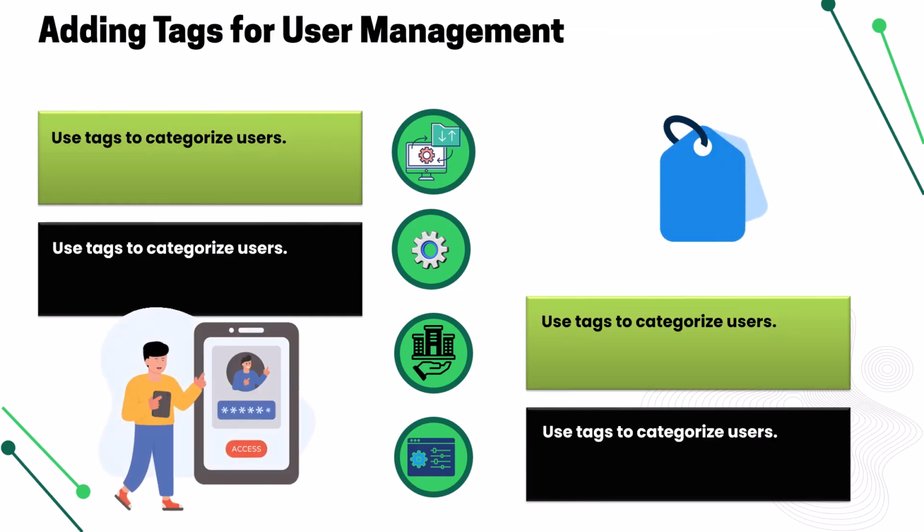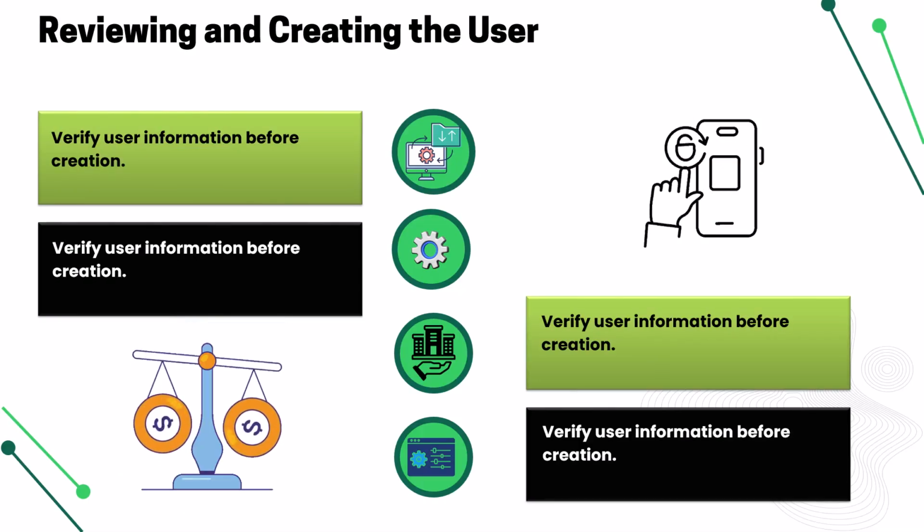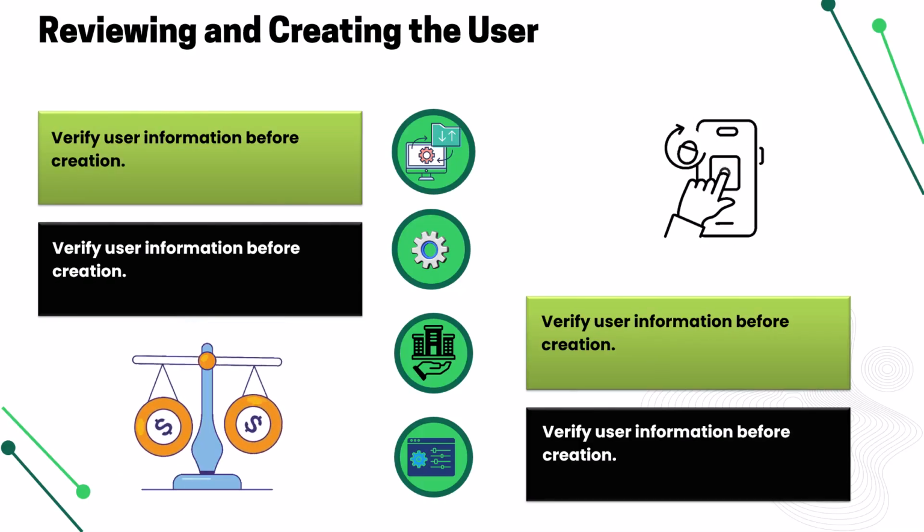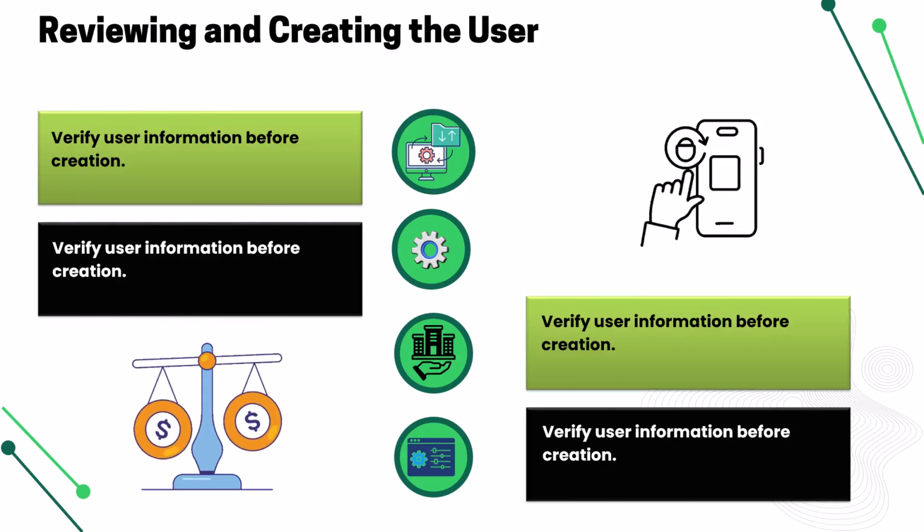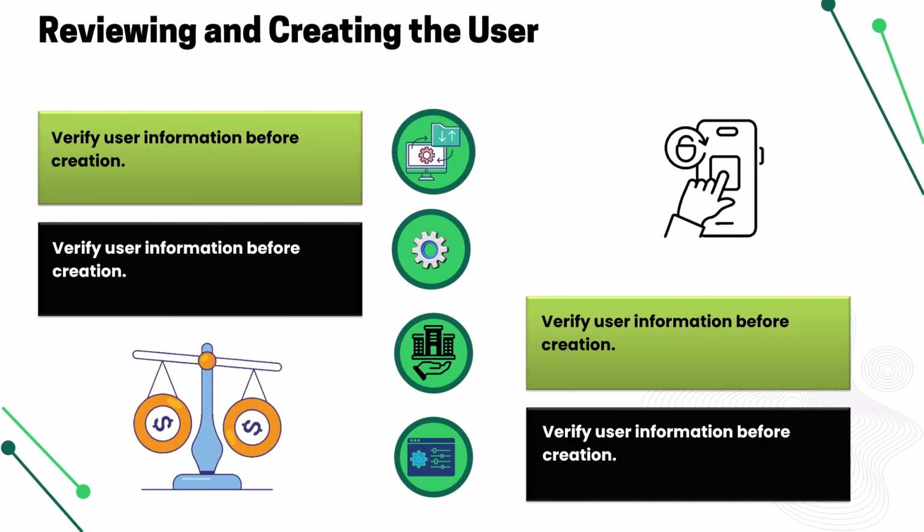Tags are your secret weapon in user management. They make search easy, help track roles, and ensure smooth reporting. Without tags, managing users would be like sorting socks in the dark. Before hitting create user, let's double check everything. It's like proofreading an email before sending. One mistake and you're in trouble.